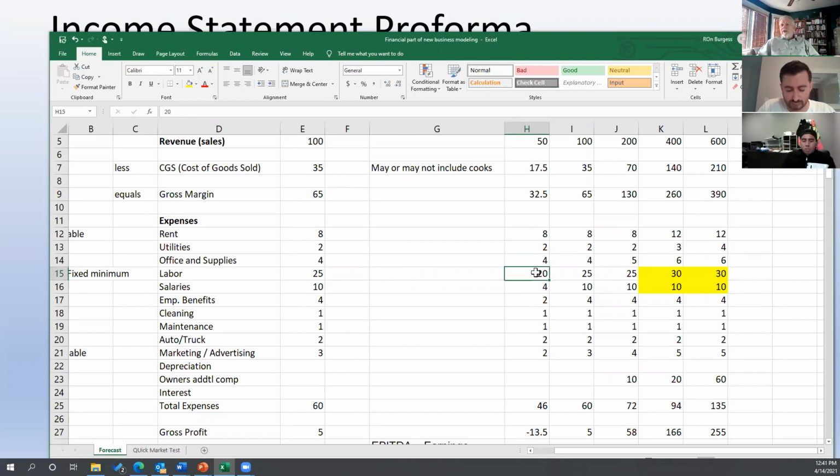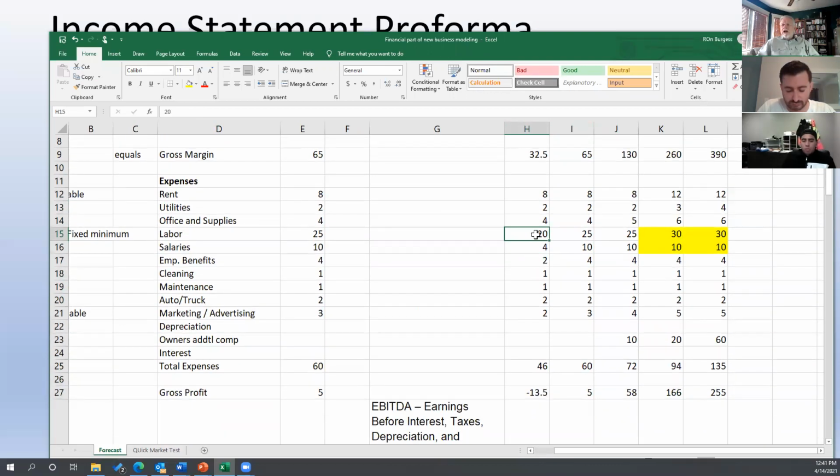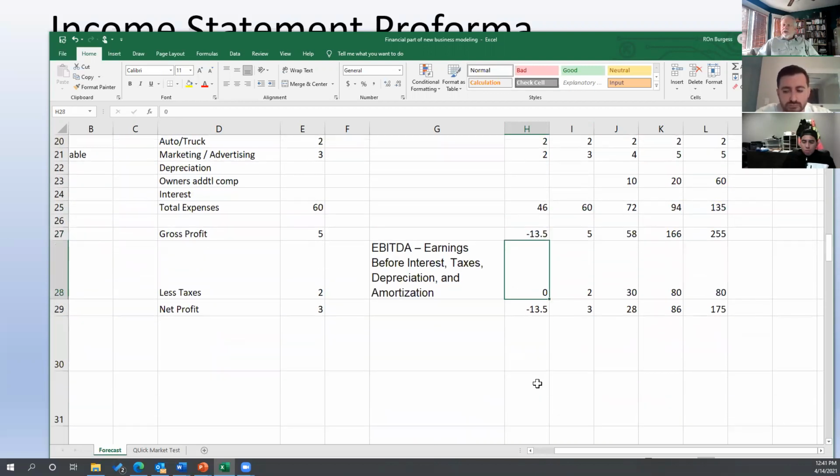Now your labor is a little bit less. In this case, you're not going to hire maybe that extra half person. So some of these costs you have control over. They don't change from being fixed or variable, but you have control. Those are different. And so you end up with at least $46,000 in expenses, and you're losing about $13,000 to $15,000 in that case. You've got no taxes, and so there's your loss.